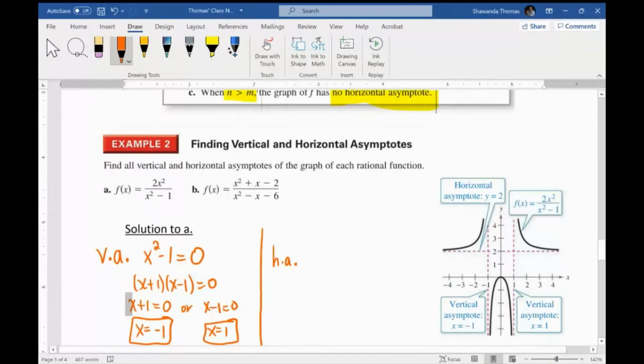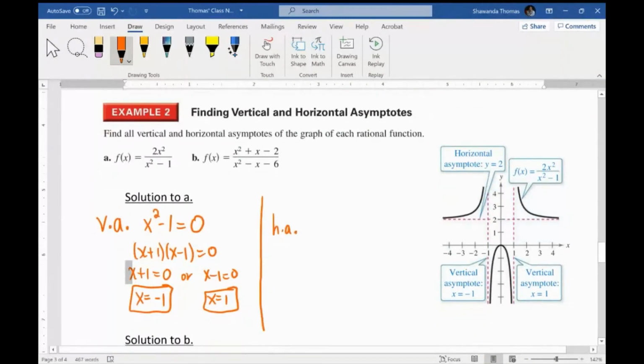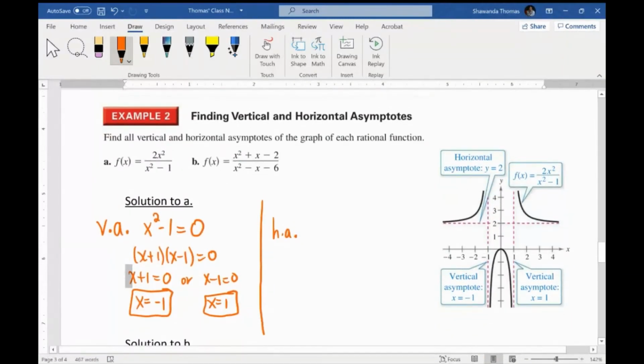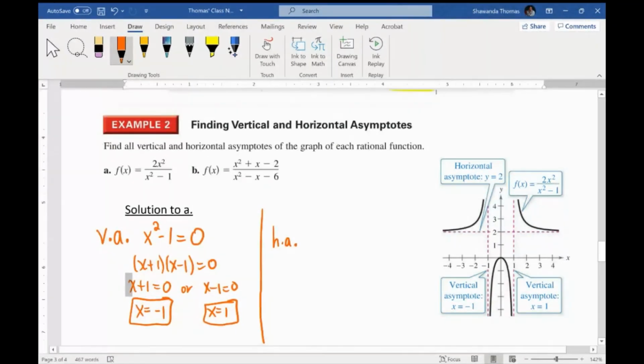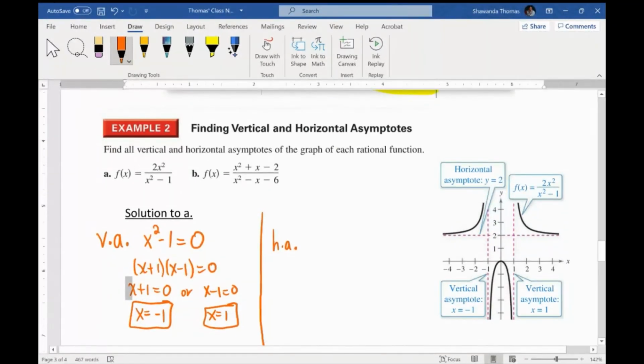All right, horizontal asymptote. What are we comparing when we're trying to figure out the horizontal asymptote? The degree of the numerator and the degree of the denominator. So what's the degree of the numerator for A? 2. Degree of the denominator? 2. Okay. They are the same.